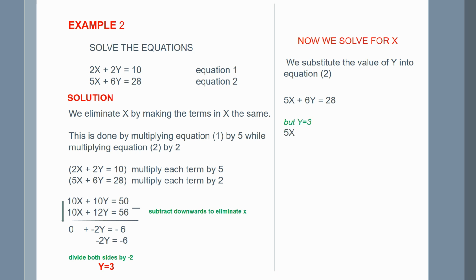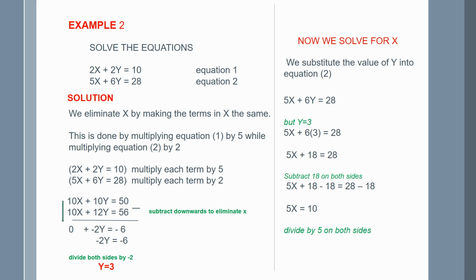Now we have 5x plus 6y equals 28, but we already know the value of y. So we're going to have 5x plus 6 times 3 equal to 28. 6 times 3 is 18, so 5x plus 18 is 28. And we subtract 18 from both sides and have 5x being equal to only 10. To find x, we divide by 5 both sides, and x is 2. We do have our two solutions for x and y, which are x is 2 and y is 3.